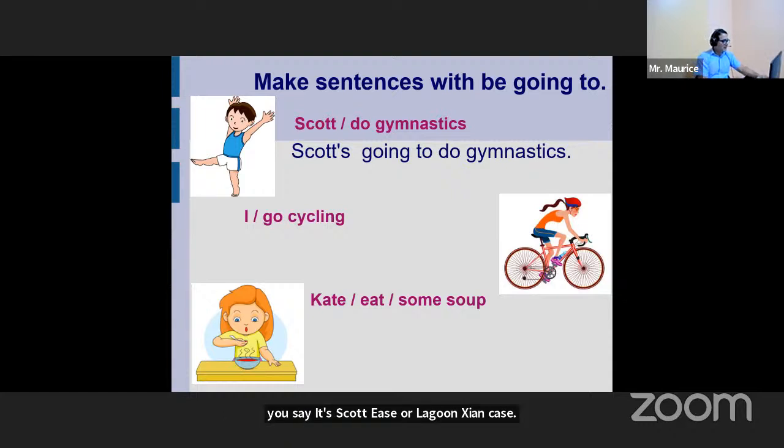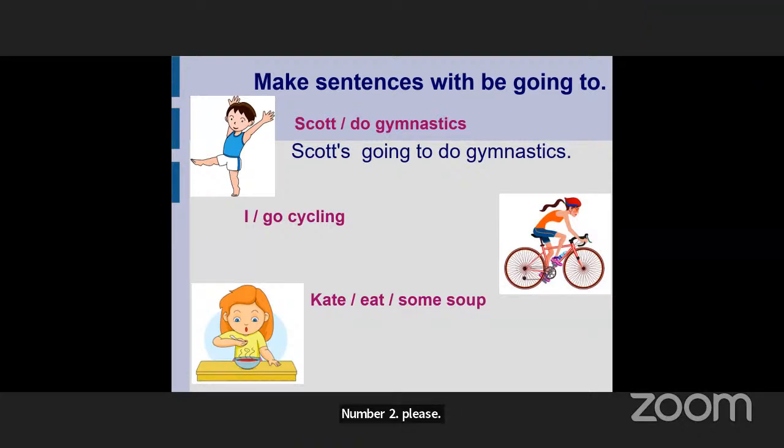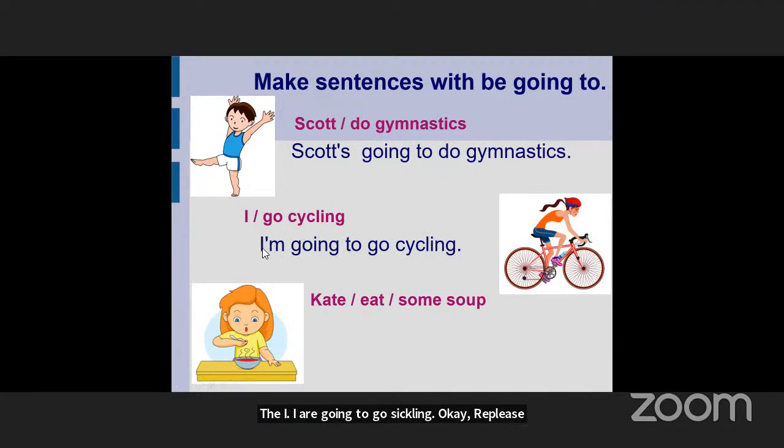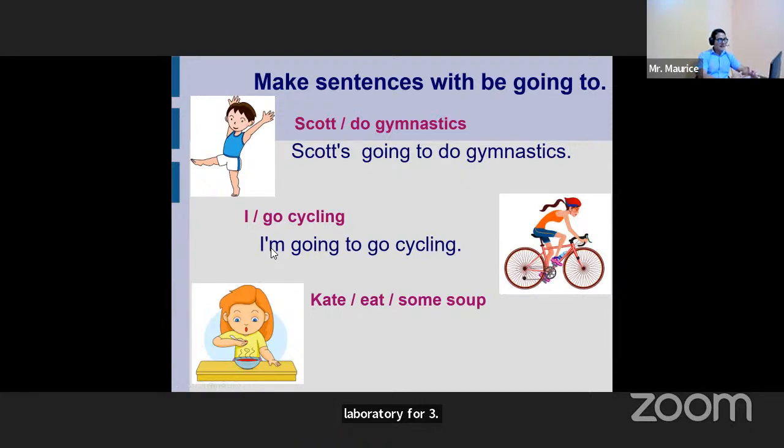Perfect. Let's continue. Ana Rivas, number 2, please. I are going to go cycling. Okay. Read, please. Lea, por favor. Read. I am going to go cycling. Okay. Recuerda que tienes que conjugar bien, Ana. No puedes decirme I are. That is incorrect. Okay, it's I am o am, the contraction, going to cycling. Perfect.